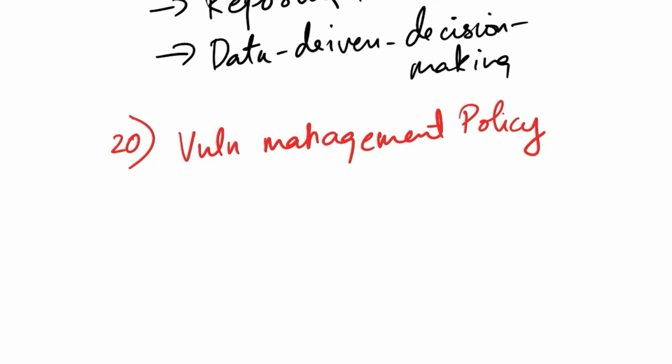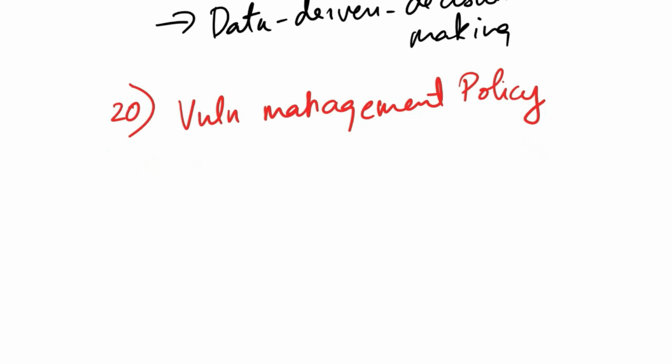A vulnerability management policy is a formal document that outlines an organization's approach to identifying, assessing, prioritizing, and mitigating security vulnerabilities in its IT infrastructure. The purpose of a vulnerability management policy is to provide a structured framework and set of guidelines for managing vulnerabilities. Let's see some of the key purposes.